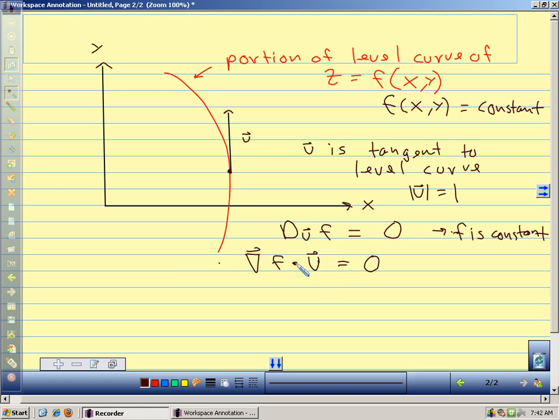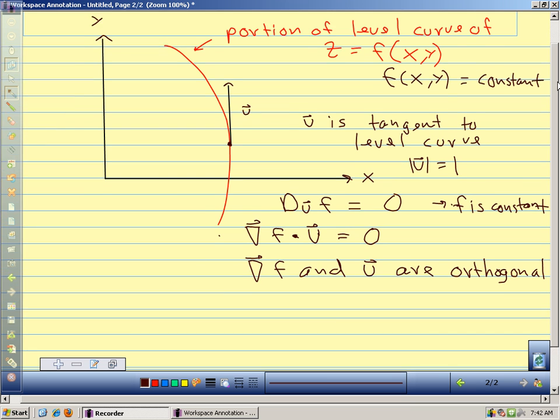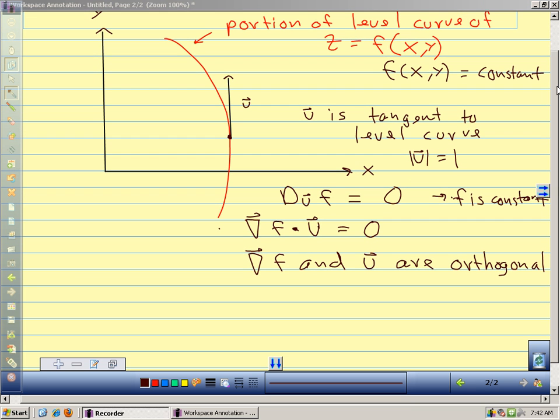If the dot product of these two vectors is 0, what's the angle between them? 90 degrees. Since the dot product is 0, del f and u are orthogonal. So this is another important property of the gradient. The gradient is orthogonal to the level curves of f. So that's our next important result.